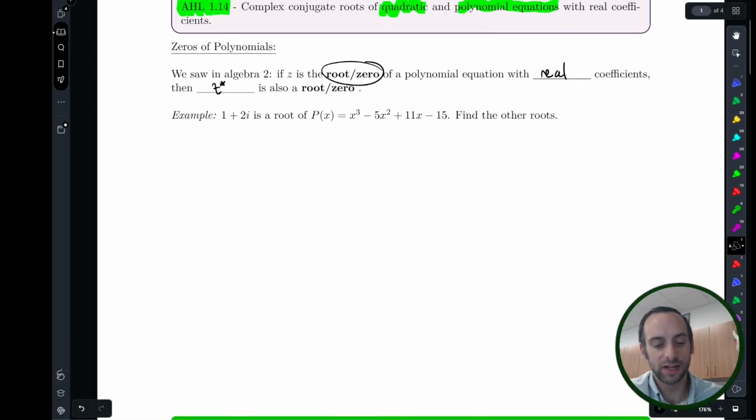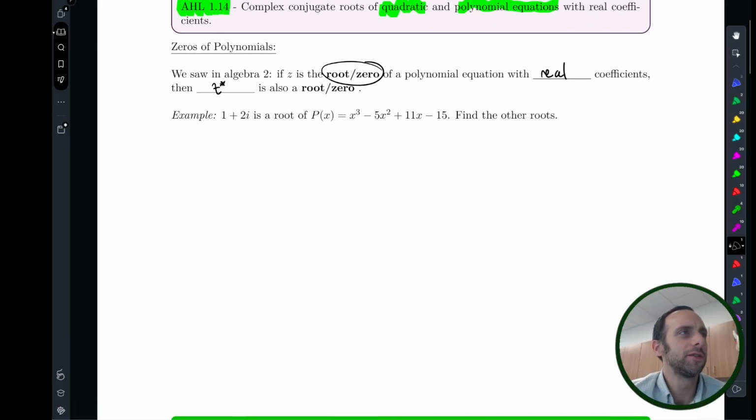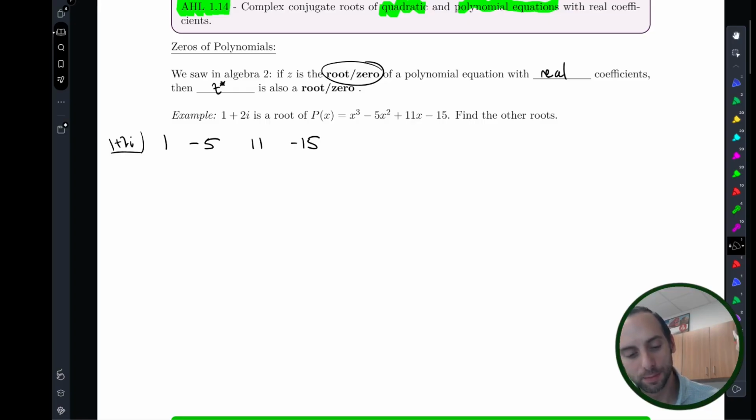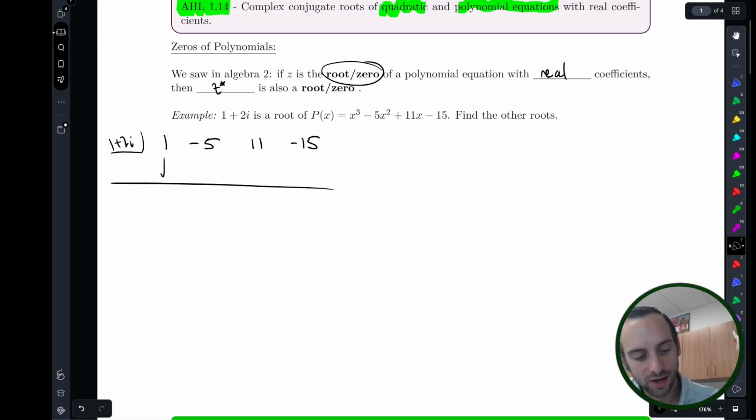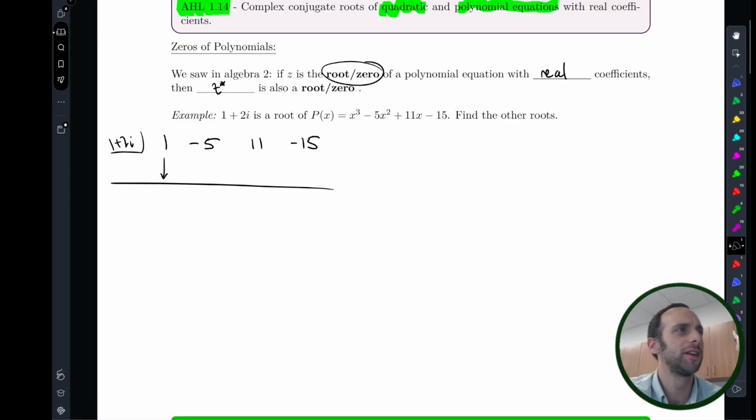So what might this look like in Algebra 2? We might be given that 1 plus 2i is the root of this cubic polynomial and be asked to find the other roots. The easiest way to approach this in Algebra 2 at least is probably with synthetic division. If we take this polynomial and just strip off the coefficients, we put the root in this little box, we can perform synthetic division on this to get a reduced polynomial here.